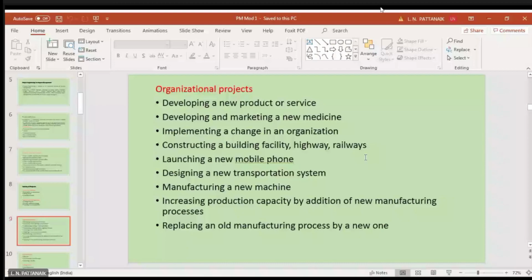Designing a new transportation system. Again, if it is new, then it is a project, because it will need a lot of planning, what transportation modes you will use, right? So the design of that is a project. Launching a new mobile phone for a company is a project, because these mobile companies may be working on some mobile phone products which we do not know. They are working on that for the last 6 months.